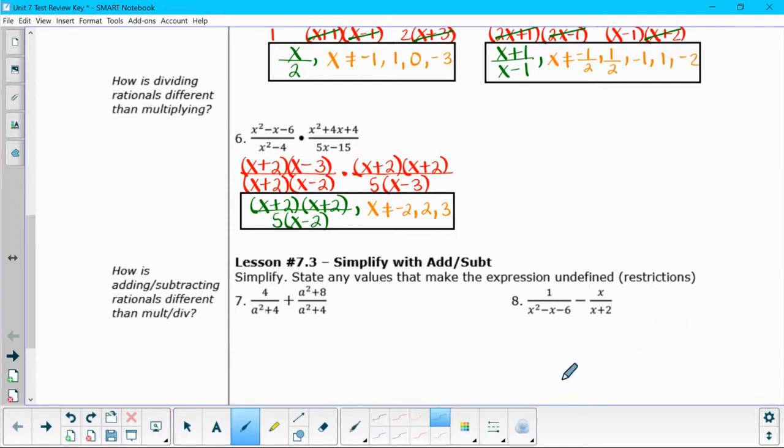Then I do some cancellations. I see I have 2x plus 2s. I see that I have 2x minus 3s.